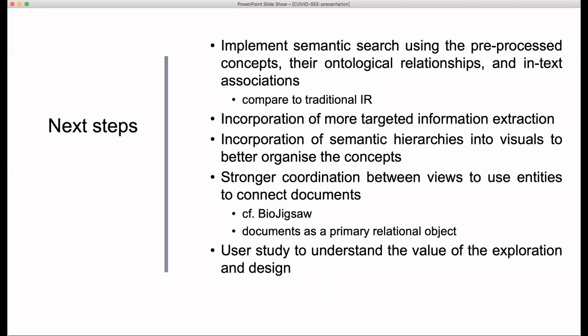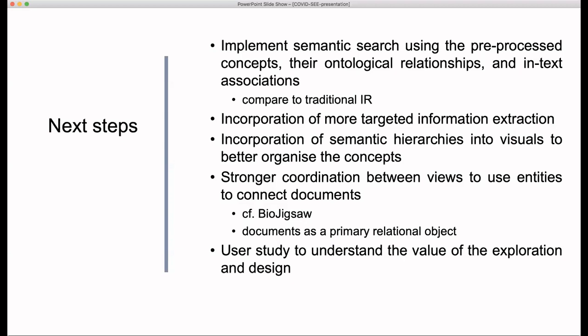We also do want to have more targeted information extraction beyond the kind of overlaps that we're utilizing now, by incorporating more sophisticated information extraction tools. And that could include things like analyzing information in tables that summarize key results as well.